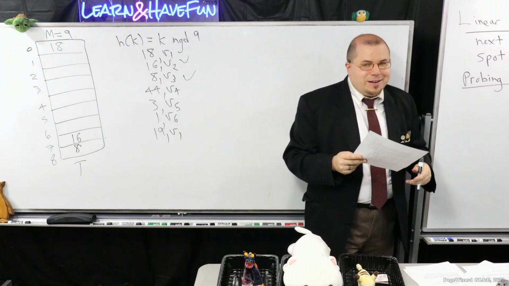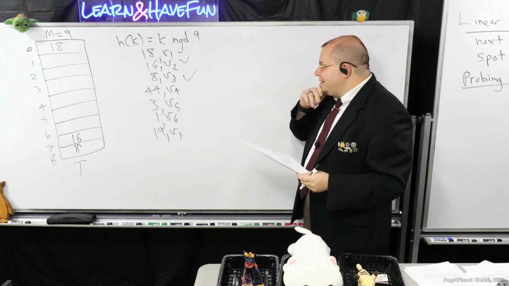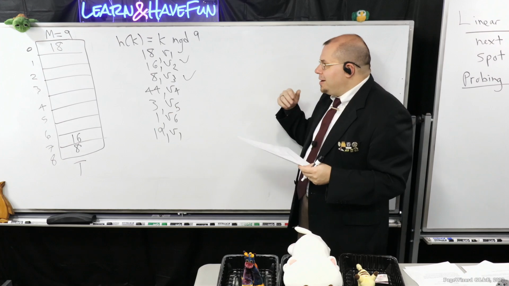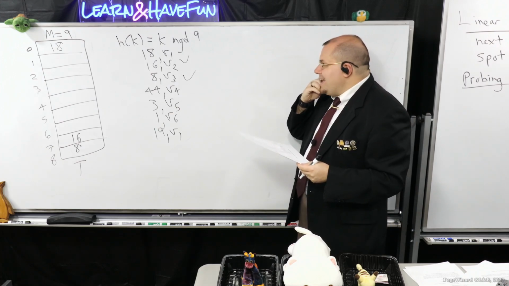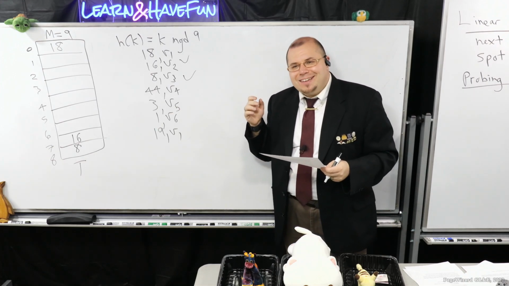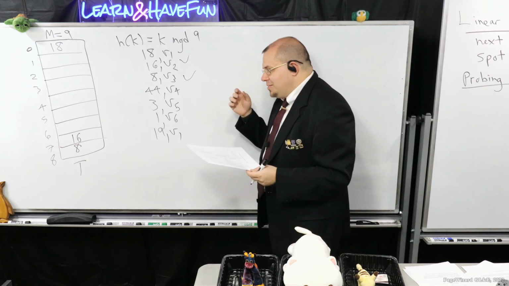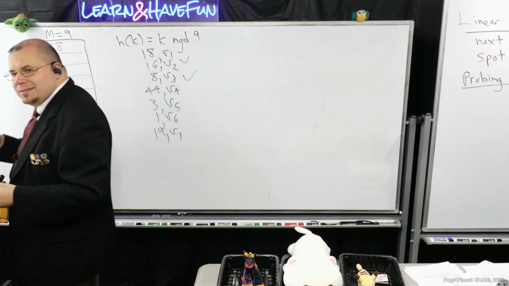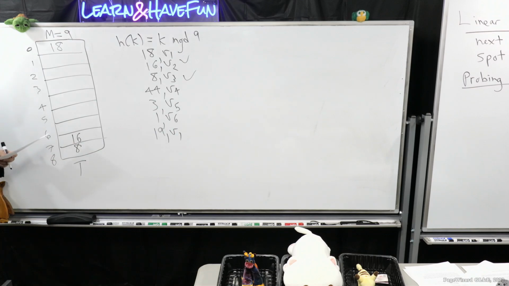So far, nothing too interesting. There's no collisions or anything yet. 44. Okay, that's 1 less than 45, right? Because 9 times 5 is 45, right? So that's 1 less. What does that mean? It means it will go right here, right?